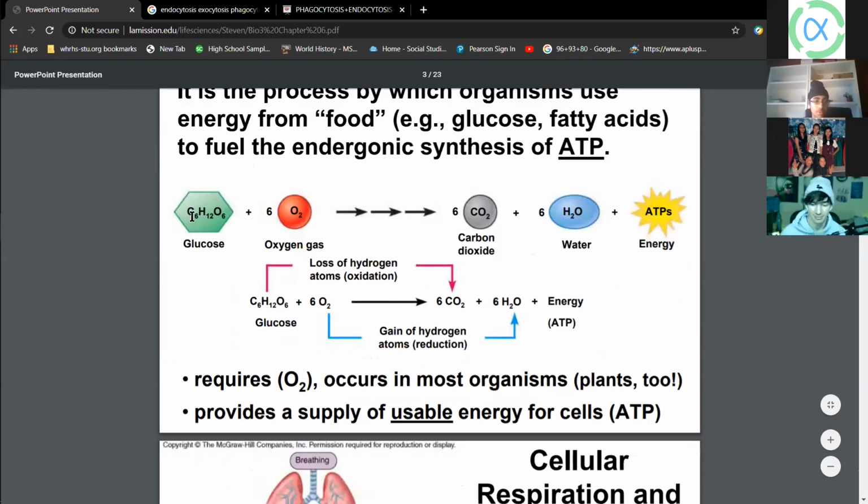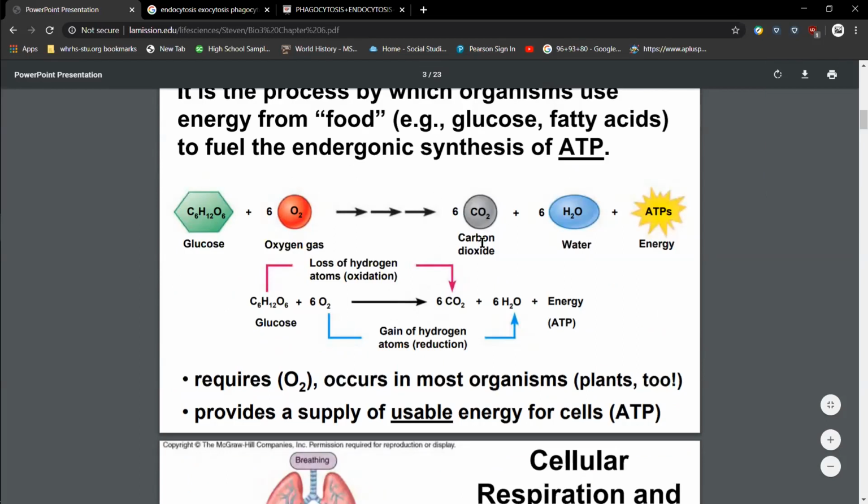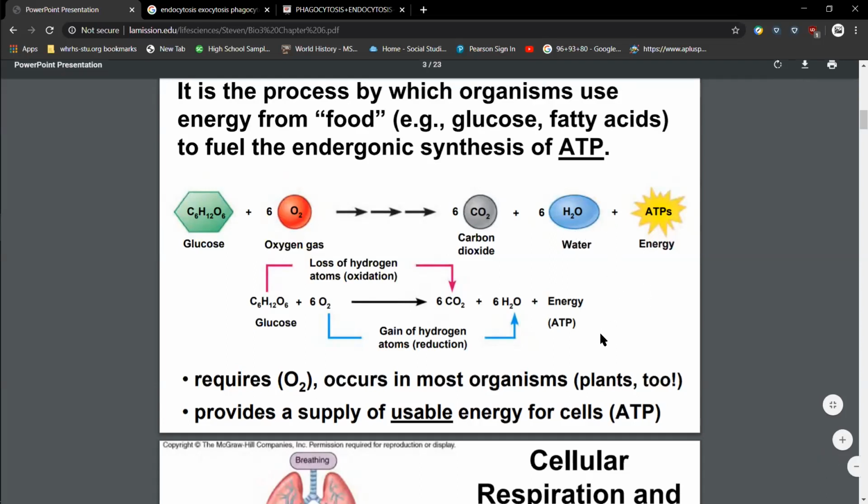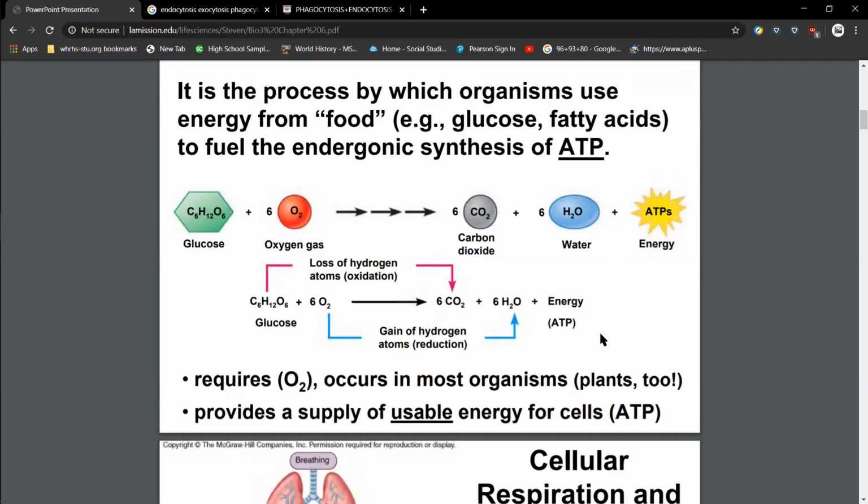Glucose, which is the sugar with the formula C6H12O6, plus 6 molecules of oxygen gas will create 6 carbon dioxide, 6 water molecules, and ATPs. ATP we like to think of as the energy currency of the cell. The more ATPs a cell has, the more energy it has. ATP is just a molecule that stores energy. So this is the equation: glucose plus 6 molecules of oxygen gas creates 6 molecules of carbon dioxide plus 6 molecules of water and energy.